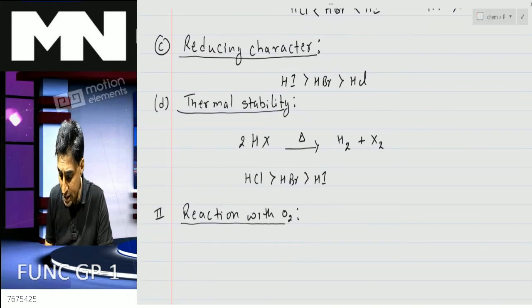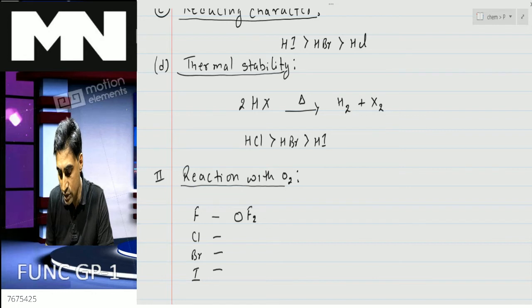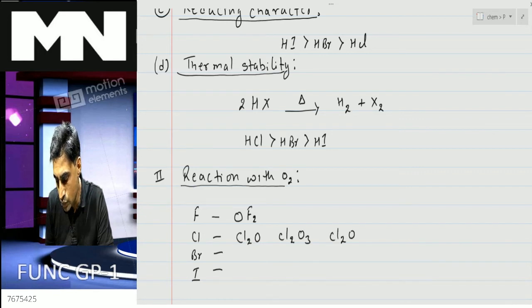As far as fluorine is concerned, I'll write all the elements like fluorine, chlorine, bromine and iodine. Fluorine combines with oxygen to form only one compound, that is OF2 type compound. Rest all halogens combine with oxygen to form Cl2O, Cl2O3, Cl2O5 and Cl2O7 type compound.